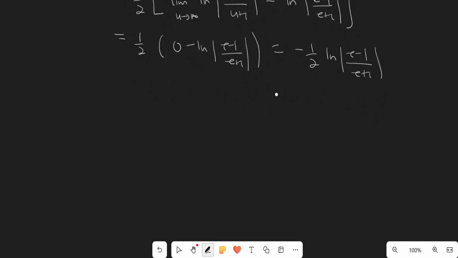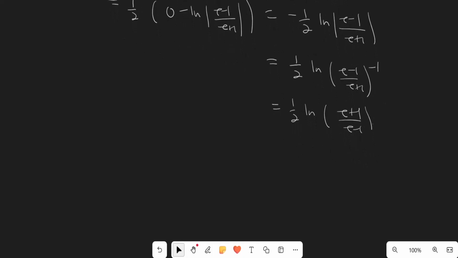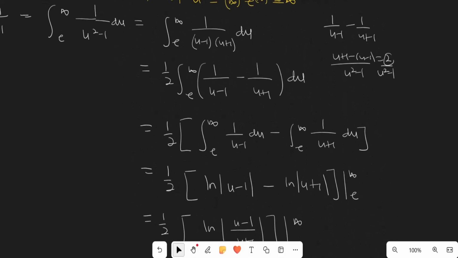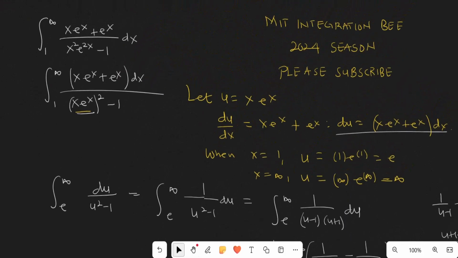And you can use the laws of logarithm. The negative one can become a power of e minus 1 over e plus 1, and just switching the fractions will nullify the negative: e plus 1 over e minus 1. So this is the value of our integral. So in that case, if we are integrating our function up there, this should be the answer to our integral. So if we integrate this function, we are going to get our answer down there.